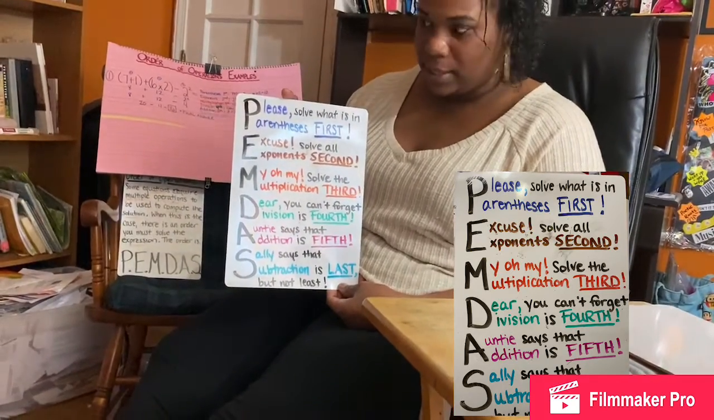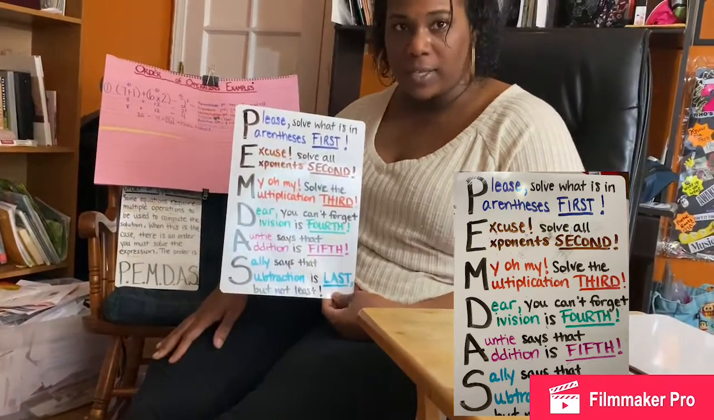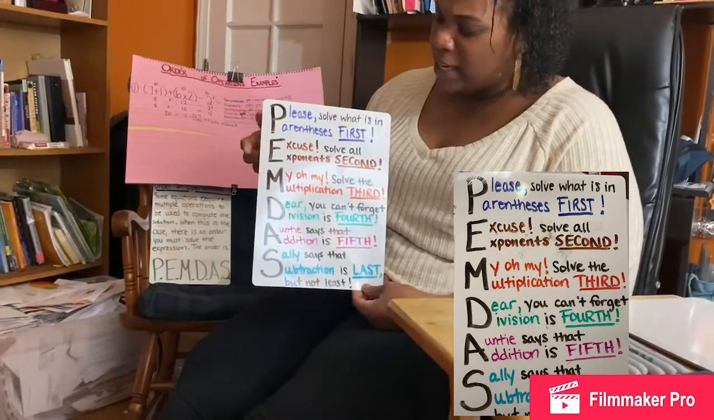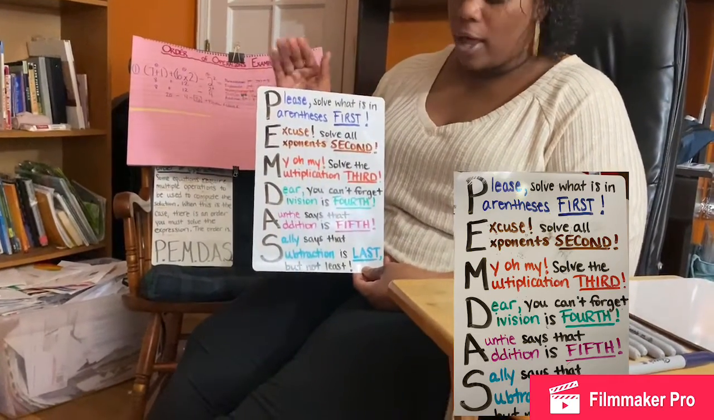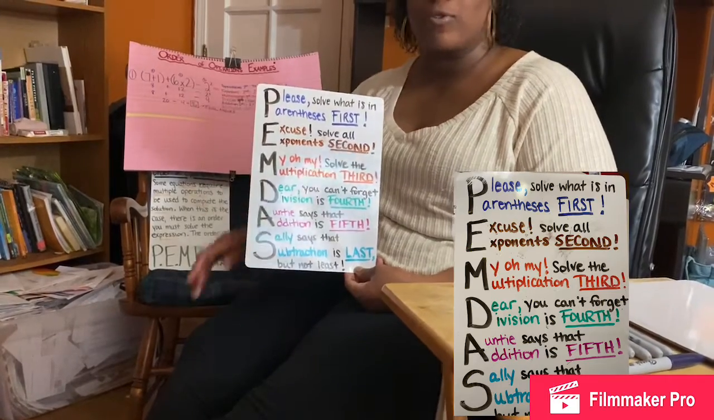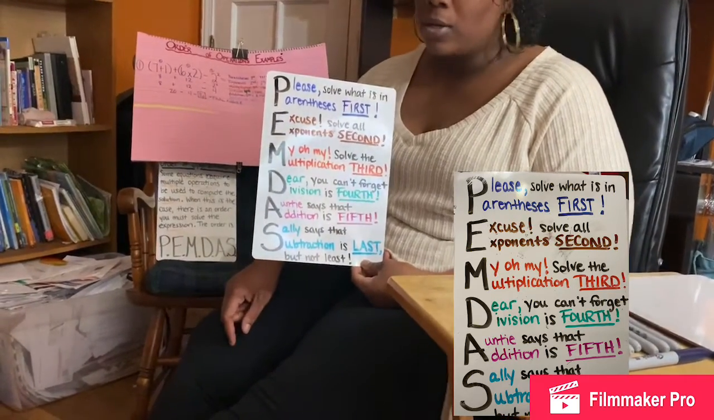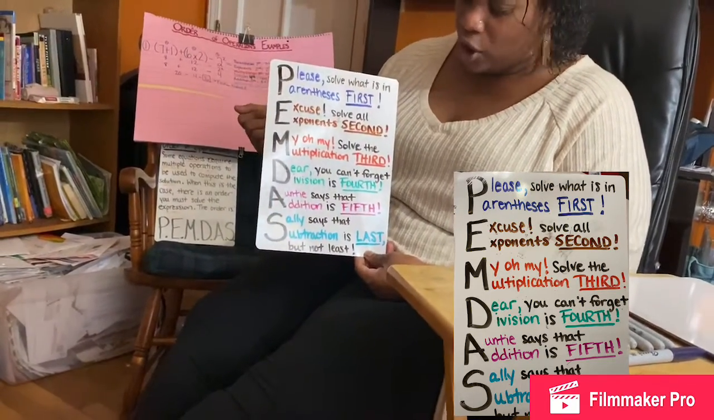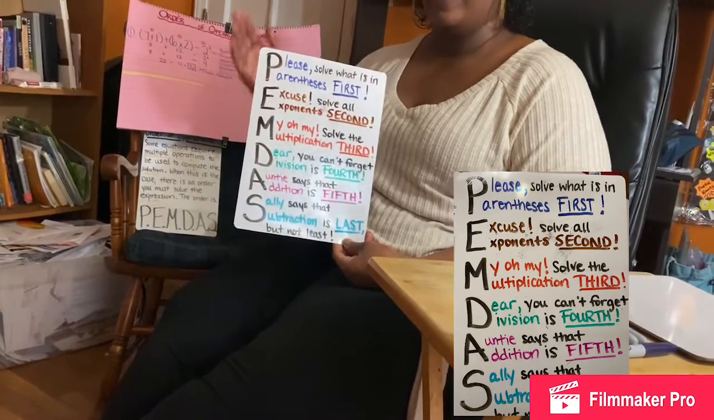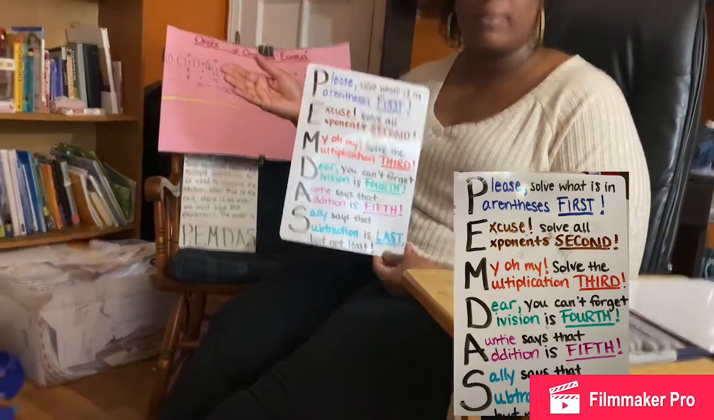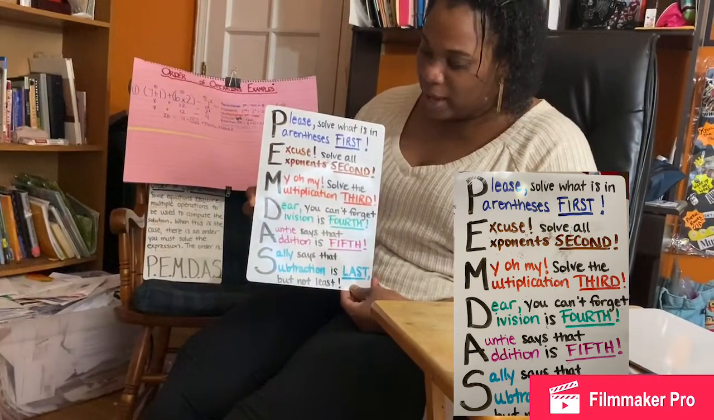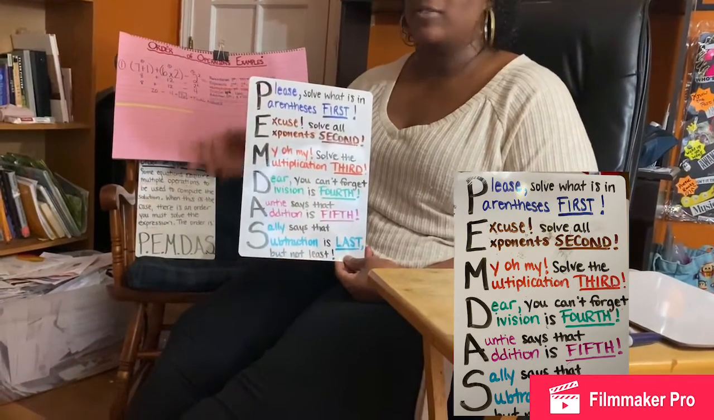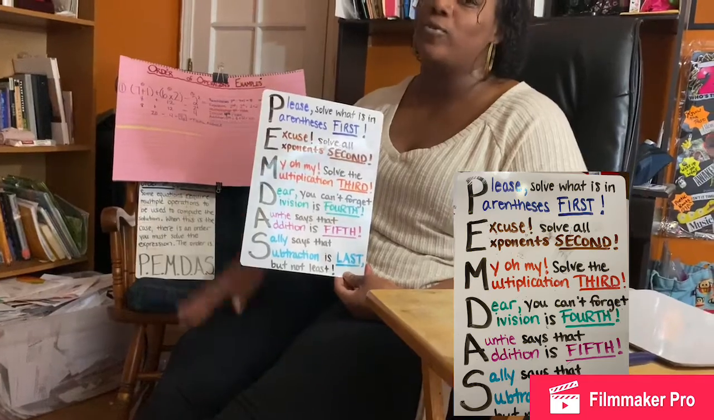So please solve what is in parentheses first. No matter what's going on, you handle the parentheses first. E is excuse. Solve all exponents second. All right, so whatever you think you're going to do next, if it's not exponents, that would be wrong. Parentheses, then exponents. M, my, oh my. Solve the multiplication third. All right. Then we look at our equation, we say, well, what still needs to be multiplied? And that's what we do. Then D, dear, you can't forget division is fourth. All right, so dear my dears, you cannot forget that next you have to do division.